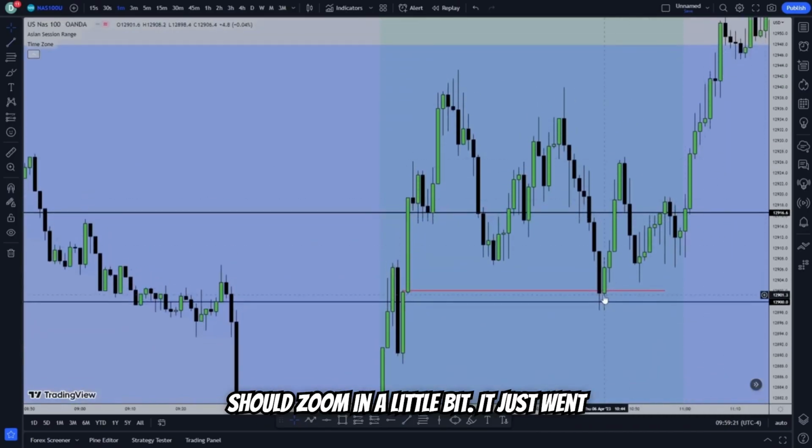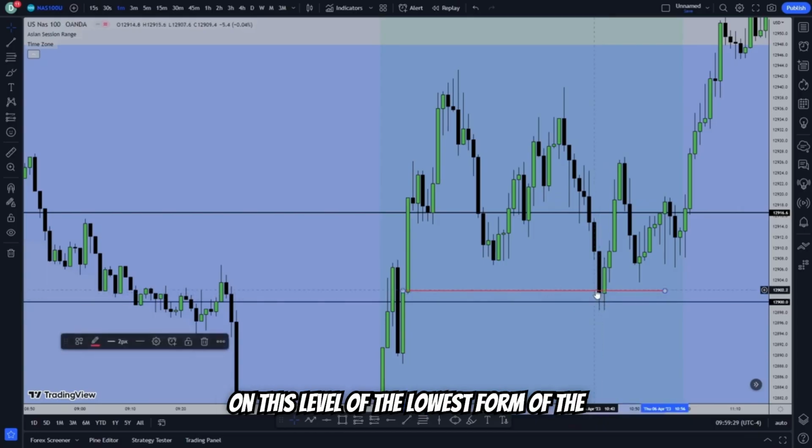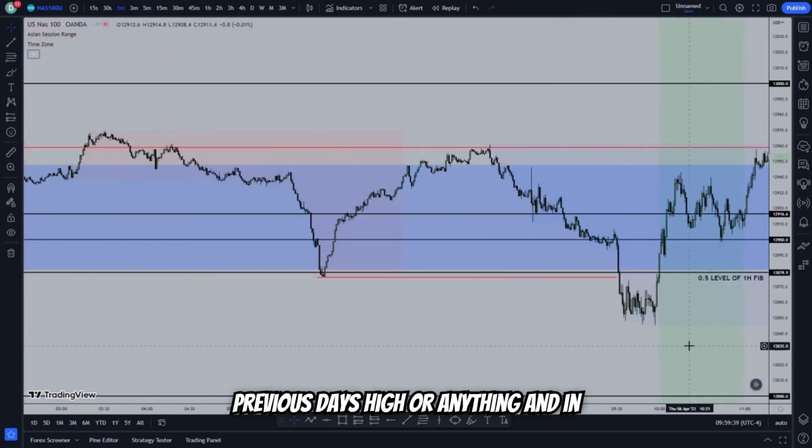I should zoom in a little bit. It just went a little bit down, but look how precise it was. You have to enter on this level, the lowest point of the fair value gap, or you can enter on this bank level, okay? And you can target the previous day's high or anything.